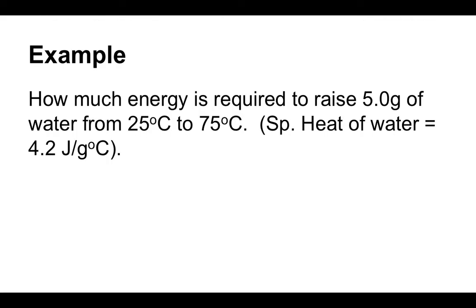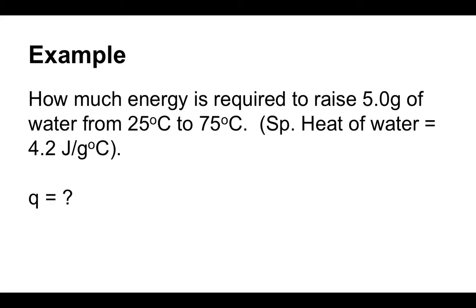Here's an example. How much energy is required to raise 5 grams of water from 25 degrees Celsius to 75 degrees Celsius? Specific heat in joules per gram degree Celsius is 4.2, whereas in the table you saw before that listed all the different specific heats, it had 1 calorie per gram degree Celsius. So it all depends on the unit you're using. In this case, I want you to calculate the energy in joules, so we're going to use 4.2 joules per gram degree Celsius.